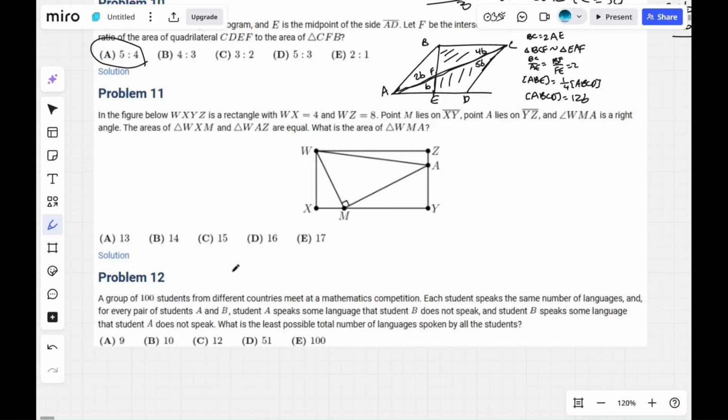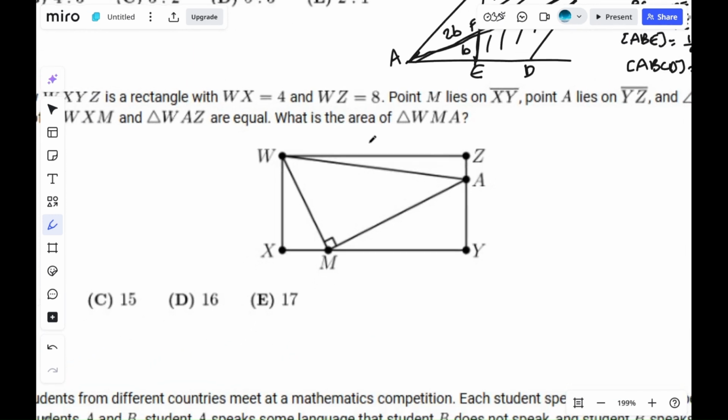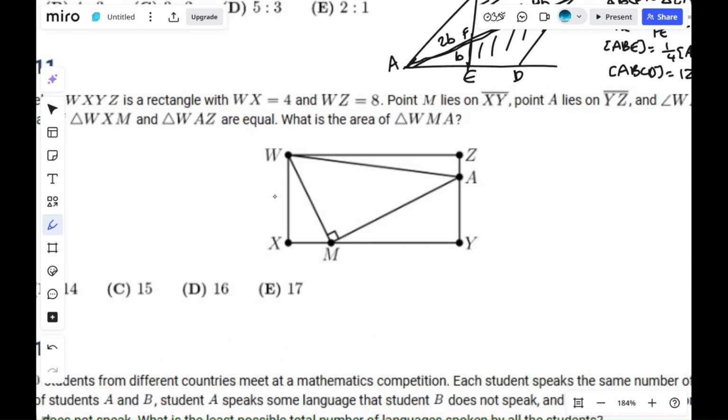In the figure below, WXYZ is a rectangle with WX equal to 4 and WZ equal to 8. Point M lies on XY, point A lies on YZ, and angle WMA is a right angle. The areas of triangles WXM and WAZ are equal. What is the area of triangle WMA? So if we zoom in, first we can label what we know. So this is 4, 8.